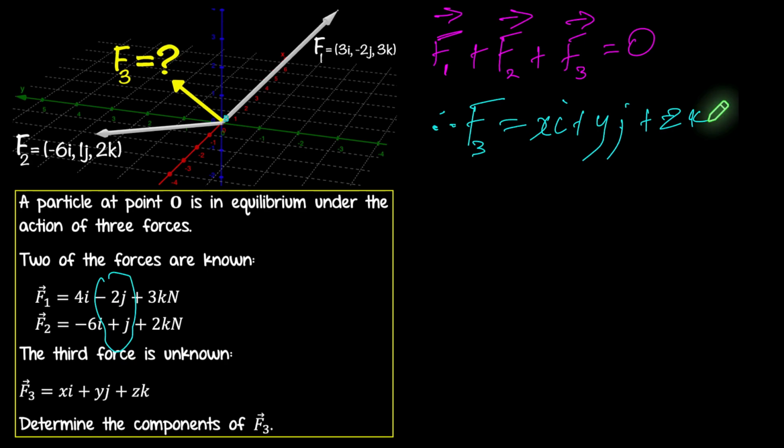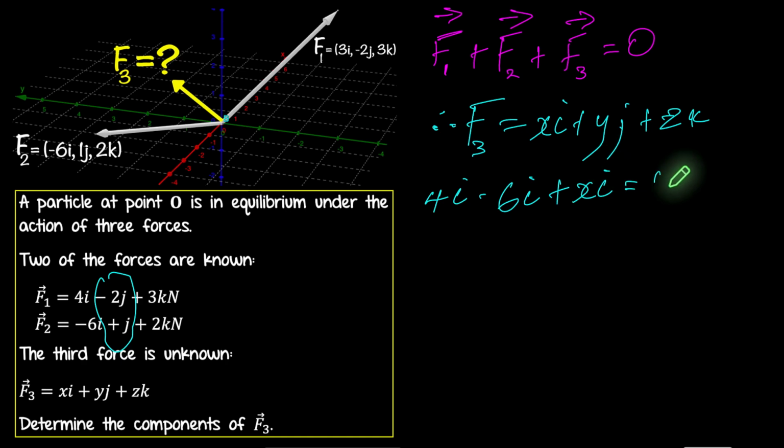So we will have 4i, and that 4i is coming from the F1 component, and minus 6i, and plus our unknown, which is our xi component. All of these should be equal to 0, because once again our forces must be balanced in all directions. So then what we end up with for our x value is that it must be equal to 2.